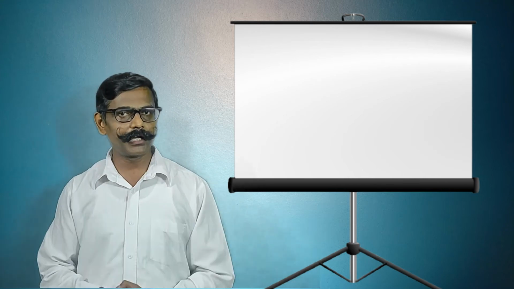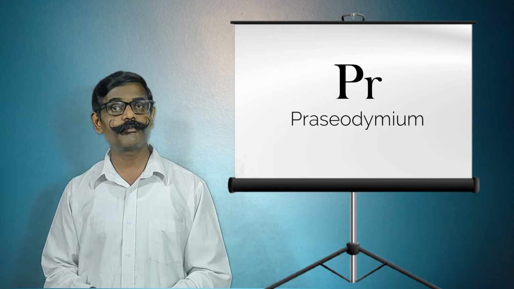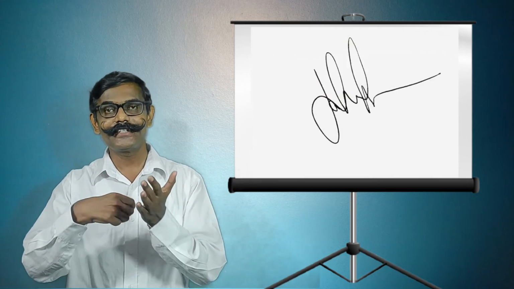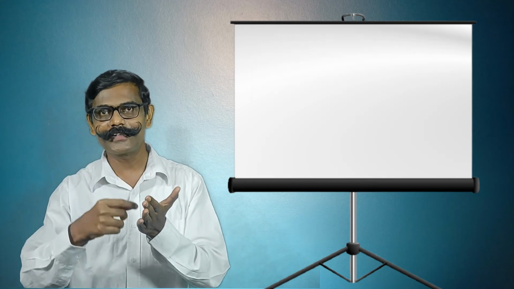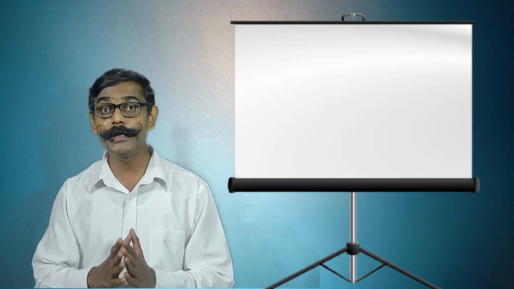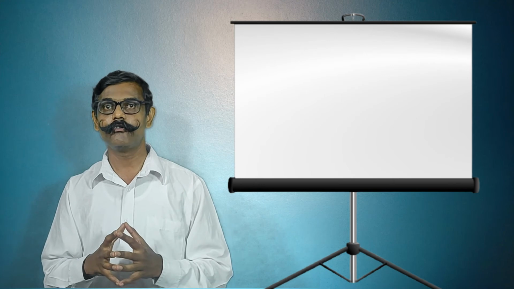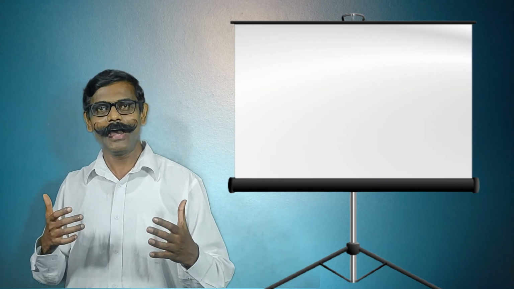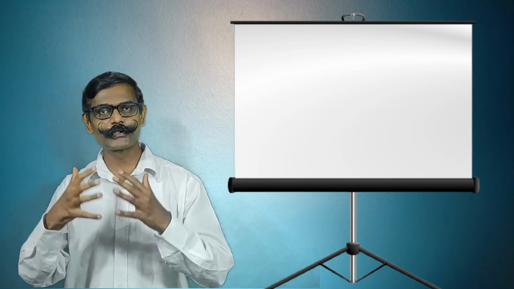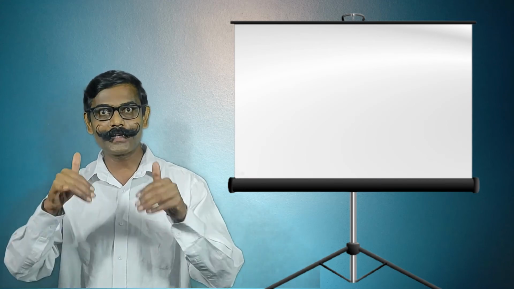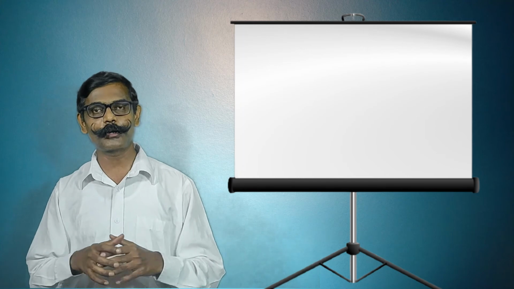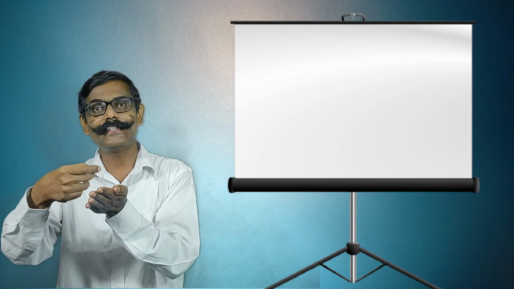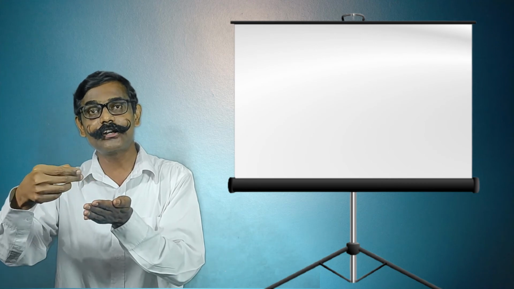The element with atomic number 59 is praseodymium. For 59, imagination is signature, autograph as we say. And for praseodymium, imagination is the famous Indian actor Pran. So at your place one time shooting was going on and Pran was there in the shooting. After completion of shooting, you went to Pran and asked for his autograph, signature, Pran.